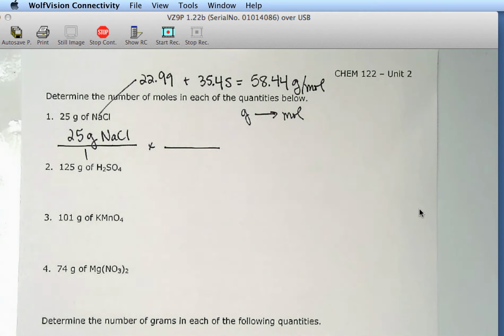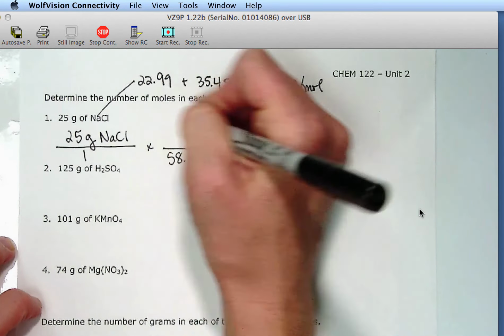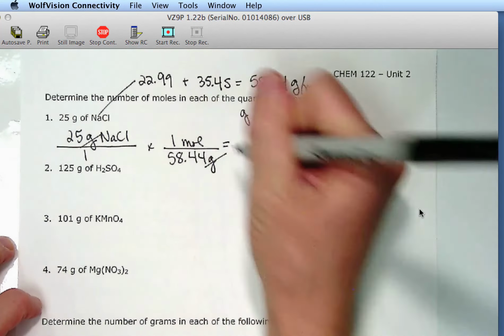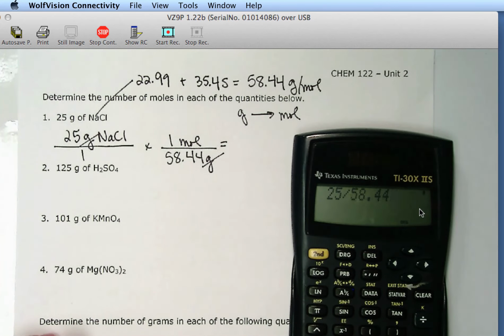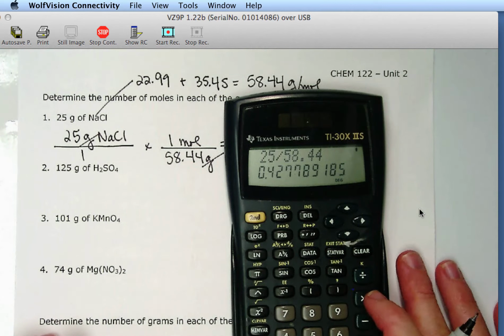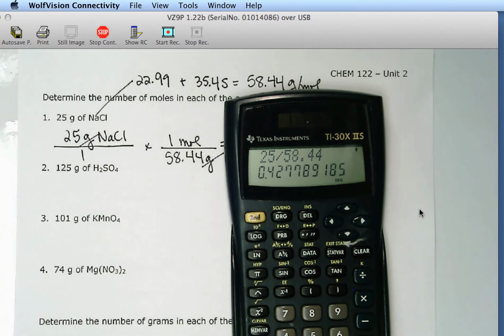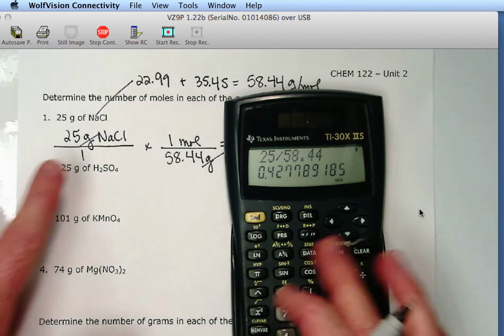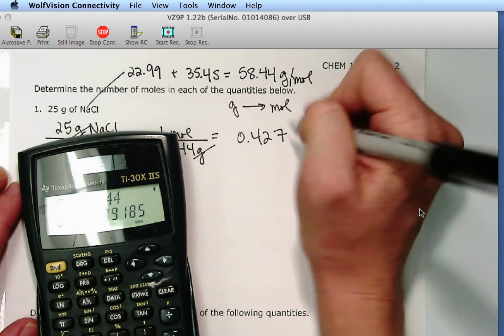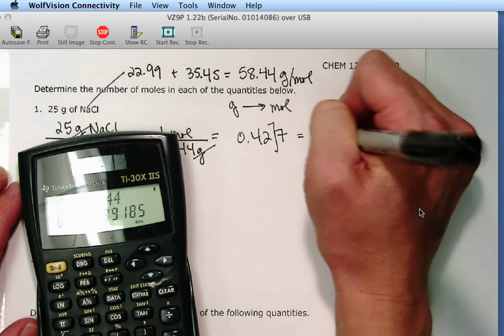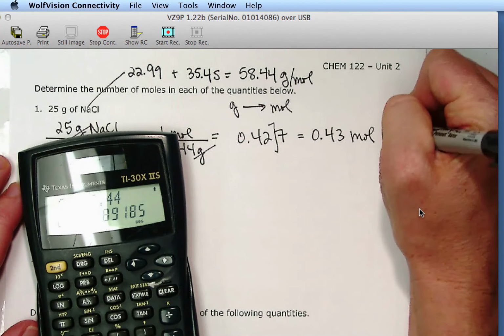Do I multiply or divide by that? Divide. 58.44 grams per 1 mole. So sig figs always come into play. Base it off your starting quantity. Your answer cannot have more than 2 sig figs. So 0.43, that's 0.43 moles of NaCl. Good.